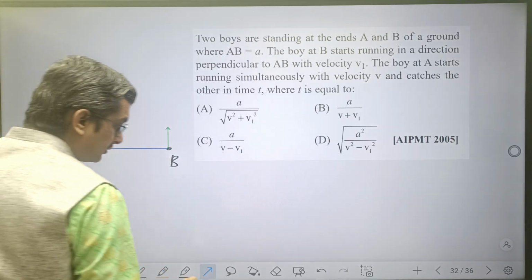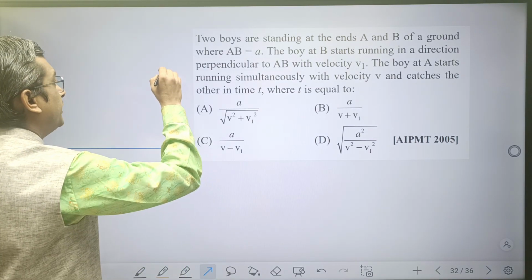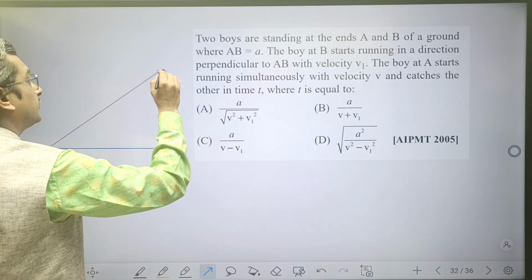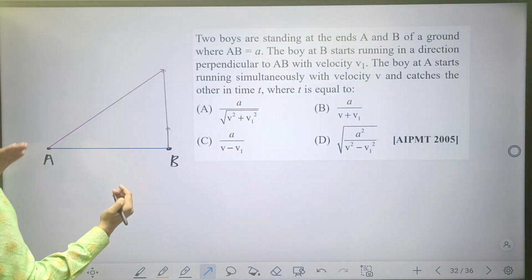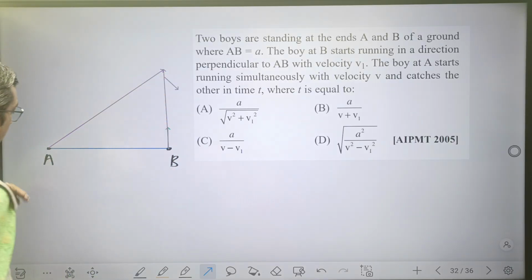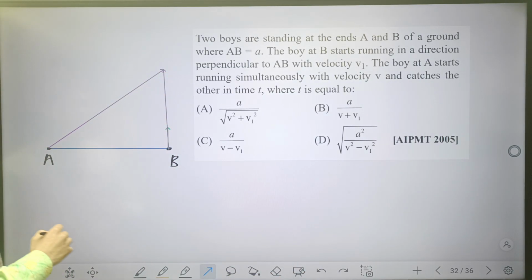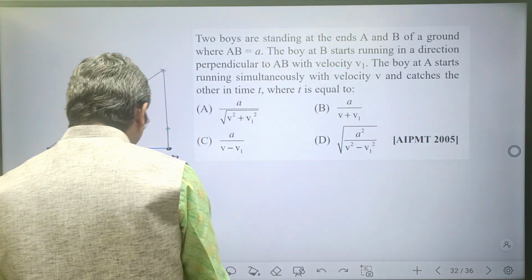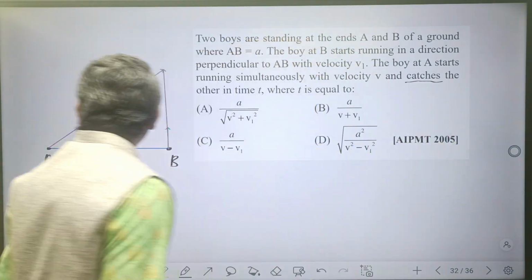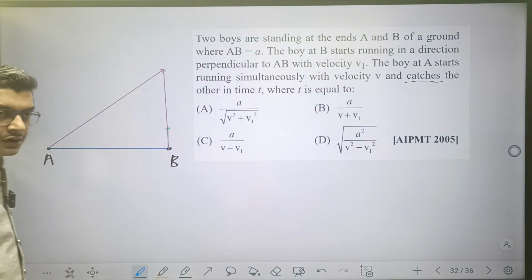So let us suppose at some time t both boys meet, isn't it? So the boy from B moves like this and the boy from A moves like this. Why am I taking this direction as this one? Because the word used here is catch. This is an important word, isn't it? The boy from A wants to catch the boy which is running from B.